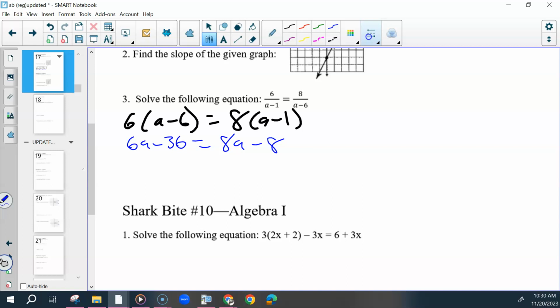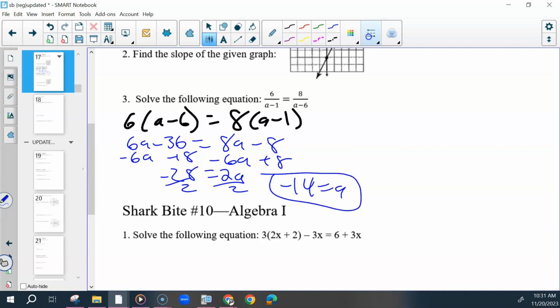Move your variable to one side or the other, doesn't matter which one. So let's say I subtract 6a and add 8. And then divide both sides by 2, a would become negative 8. Questions on that one?